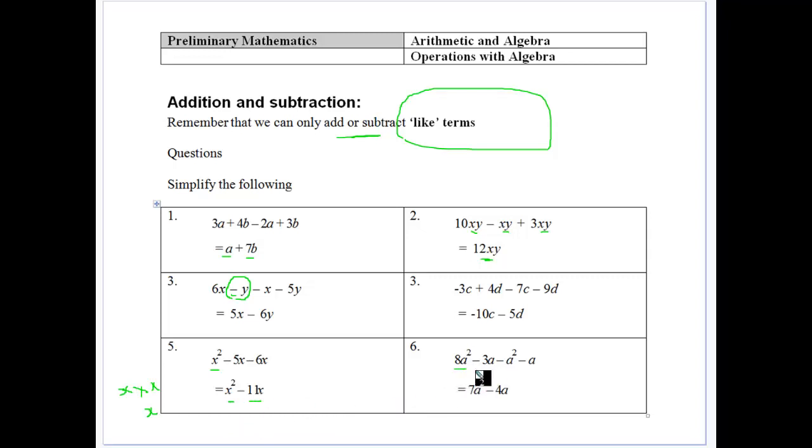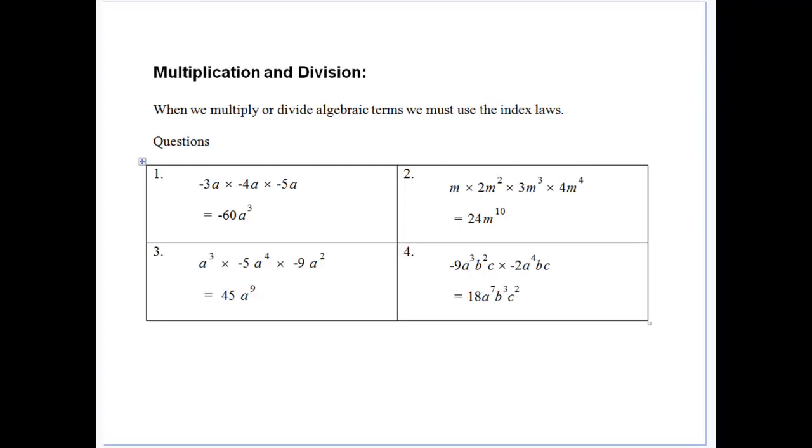The same with here. 8a squared minus a squared would give us a 7a squared, and then minus 3a minus a gives us the minus 4a. So be careful that you're identifying the like terms. Be careful that we are getting the signs correct as well.